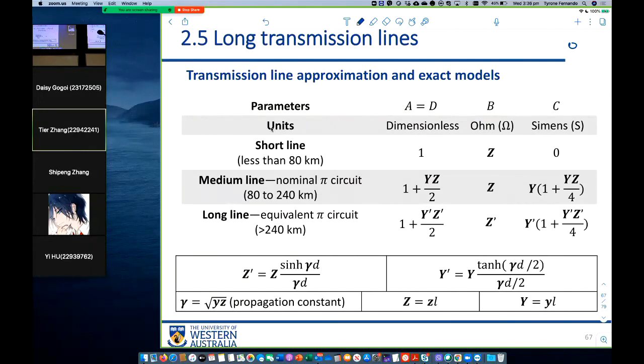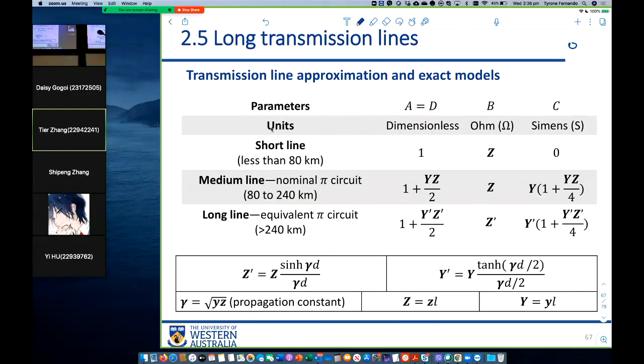So here is the short transmission line. We only have a series impedance. For medium length transmission line, we have a pi model, which is described by Y and Z. Again, we classify the transmission line as short, medium, and long based on the distance. If it's less than 80 kilometers, it's a short. 80 to 240, it's a medium length transmission line. And greater than 240, it's a long transmission line.